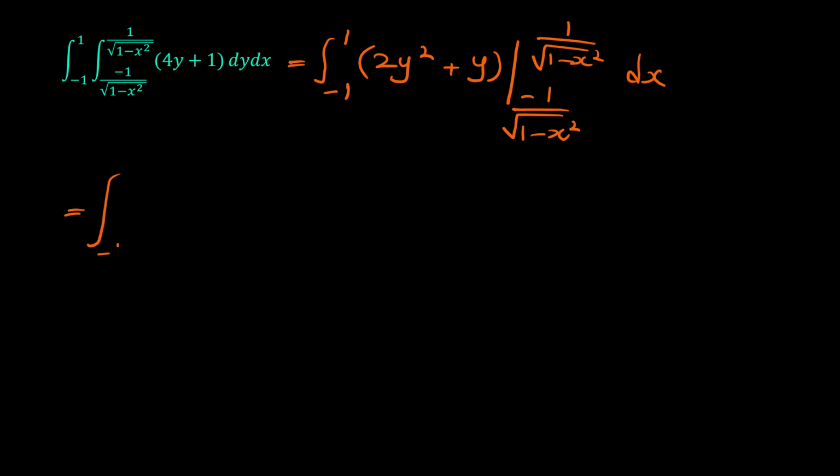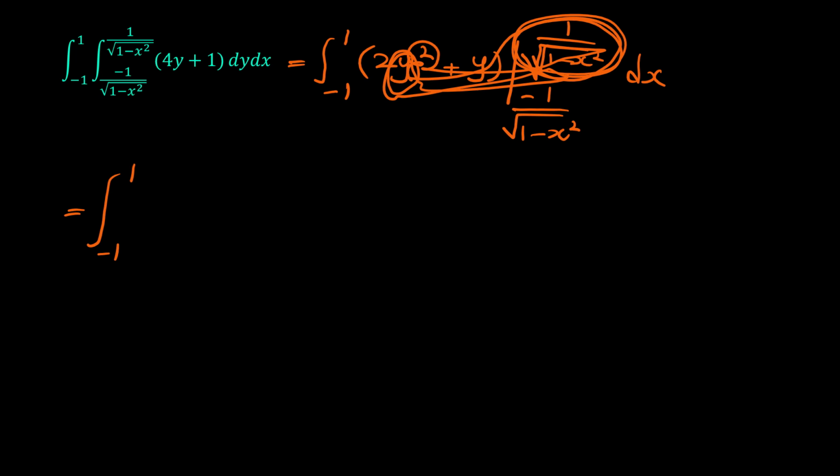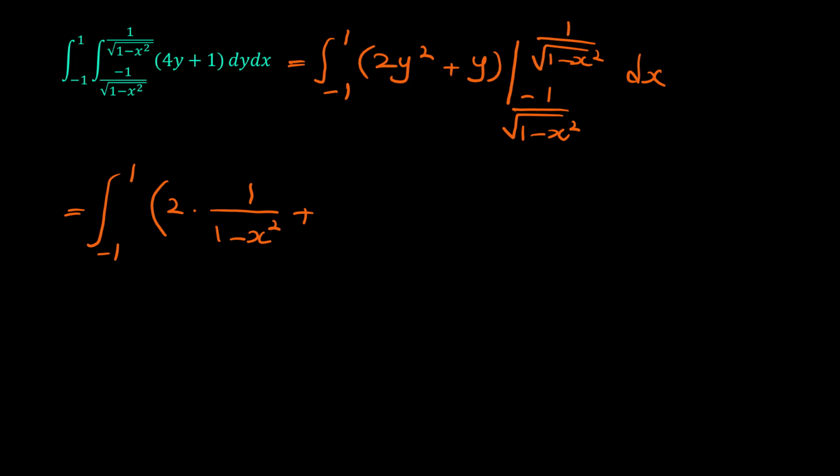If we substitute 1 over radical 1 minus x squared for y here, because this is raised to the power of 2, the radical cancels, and we only have 1 over 1 minus x squared. So we have 2 times 1 over 1 minus x squared plus y. For y we substitute the expression 1 over radical 1 minus x squared.